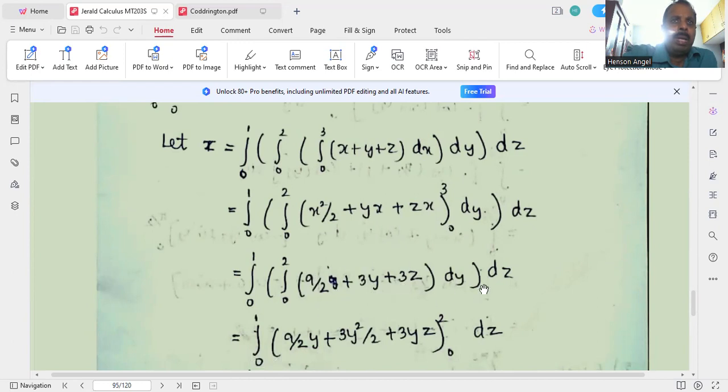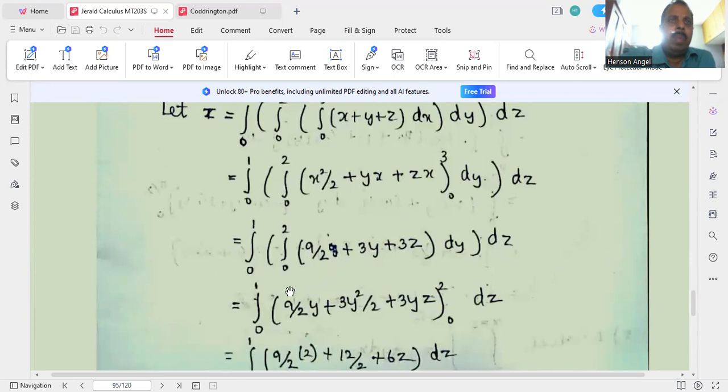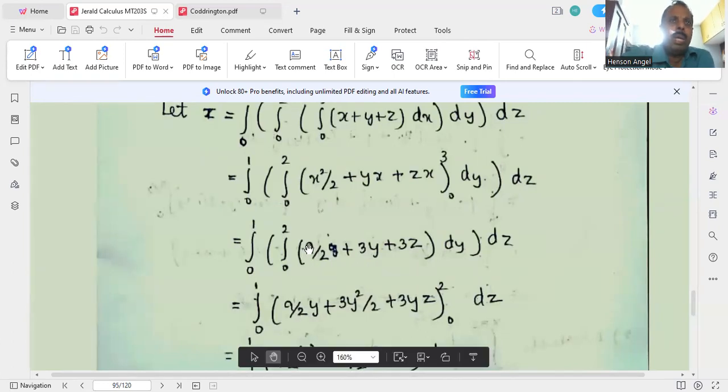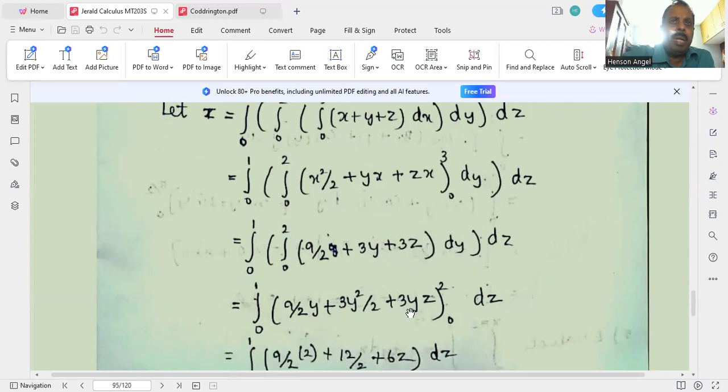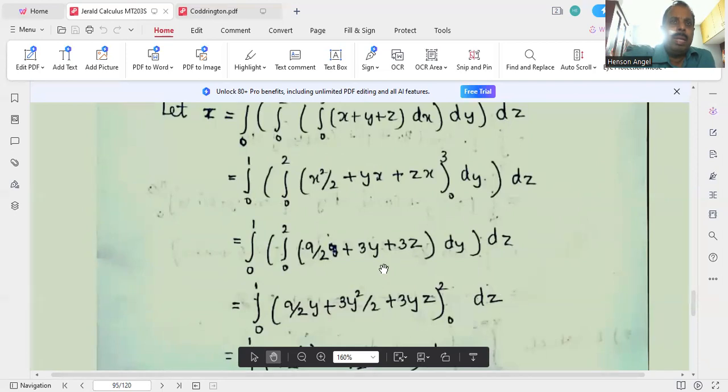Next we have to integrate this with respect to y. When you integrate with respect to y, except y, other terms are considered constants. So here 9 by 2 is constant. So 9 by 2 into integral dy is 9 by 2 into y. Plus when you integrate 3y with respect to y, we get 3y square by 2, plus 3 into, if we integrate z with respect to y, we get zy. Here limit 0 to 2 into dz.